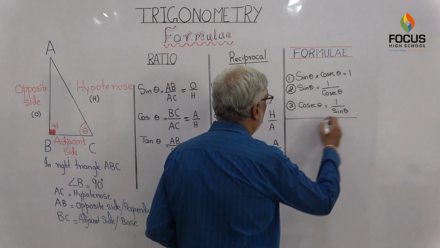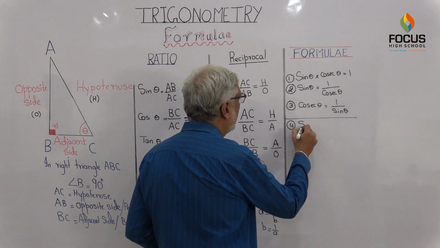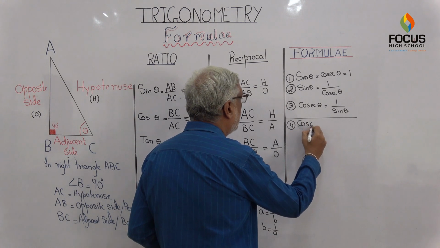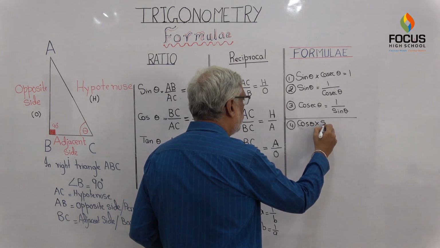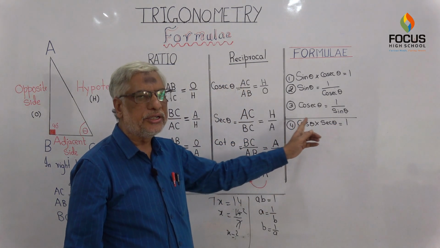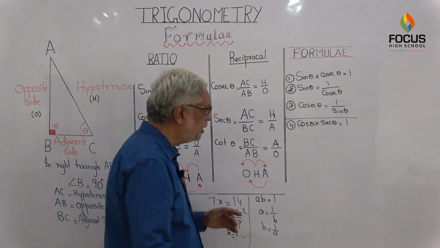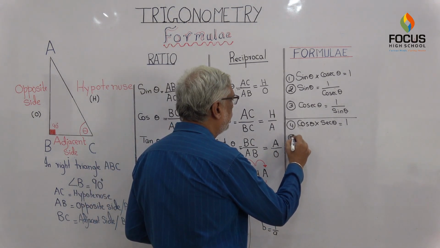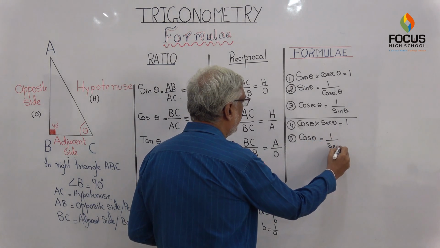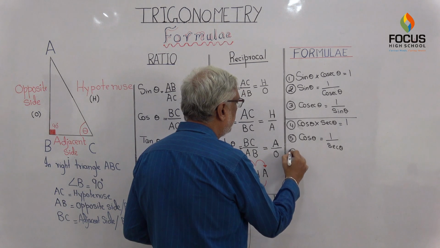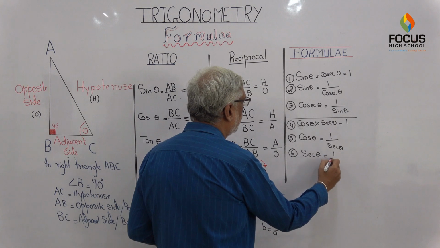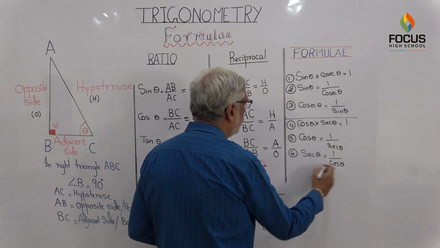Now, this is my fourth formula. Let me write the ratio first. Cos theta multiplied by its reciprocal sec theta, the product will be 1. A ratio and its reciprocal's product will be 1. From this only I can do the derivation. Cos theta is 1 upon sec theta, as we did in our previous cases, and lastly sec theta will be 1 upon cos theta. So, is it clear?